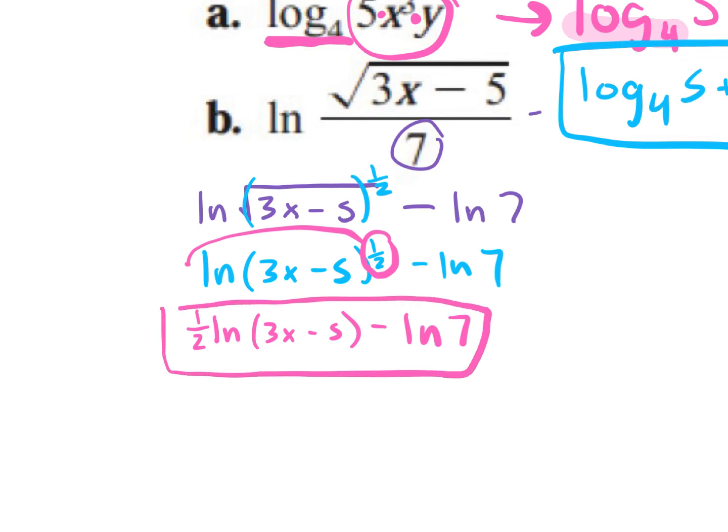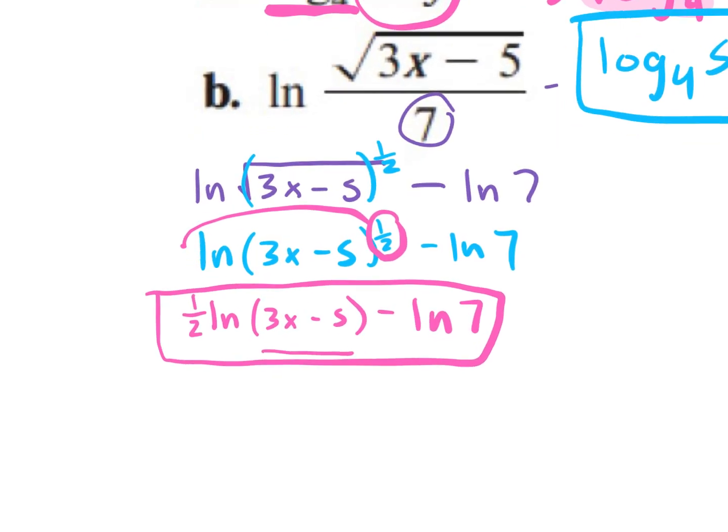I can't break apart 3x minus 5 because I don't have a property that works with subtraction like that. I only can go from division to subtraction when expanding. Here I can't expand this anymore. So that 3x minus 5 is just one term. We're just taking the ln of it. So just make sure you move the exponent in front, and then that's it.